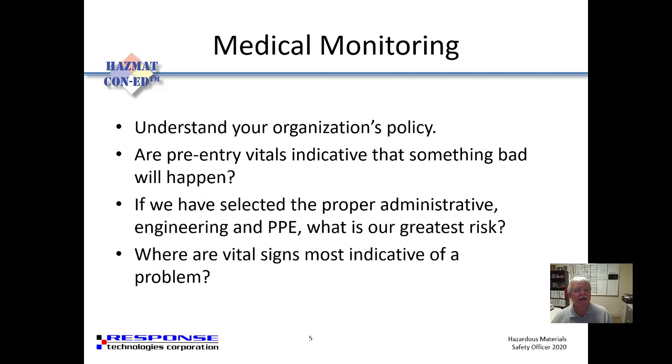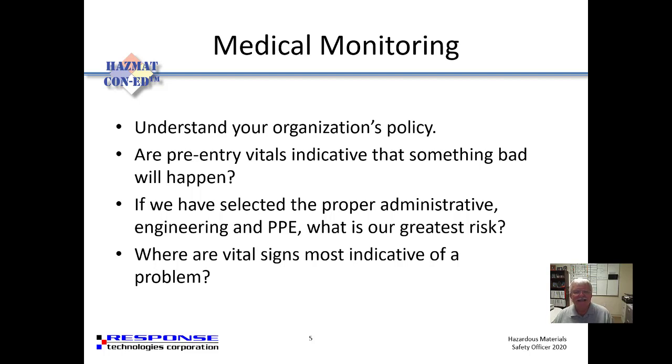We always want to try to get a blood pressure, a pulse, respiratory status, whatever your organization's standard operating procedures call for in the pre-entry setting. But where those vitals really, really count is in the rehab function or the post-entry environment. What we're looking for is those vital signs to return to normal.